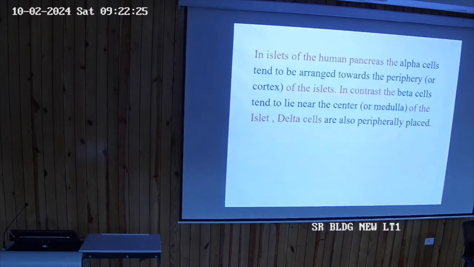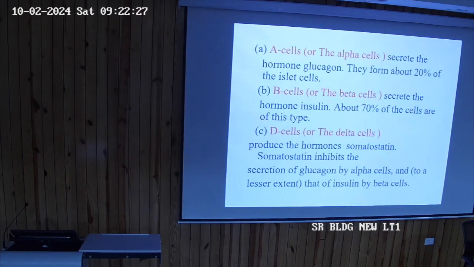These are the cell types. You can write down if you want to. 70% are beta cells, present in the center. Delta cells are again present at the periphery, and alpha cells, basically glucagon, make up 20% of the cell population of the islets of Langerhans, present at the periphery.